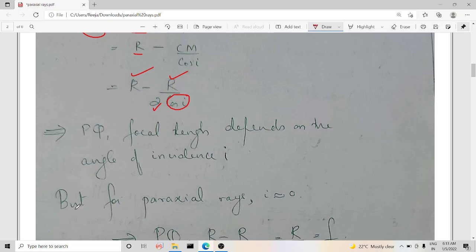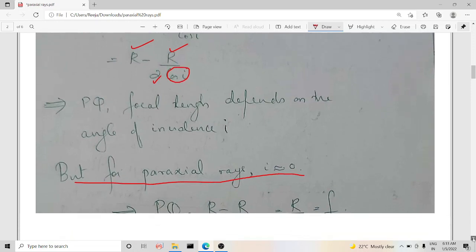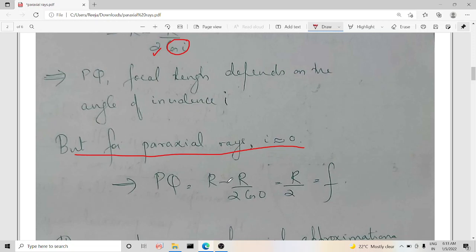But when we come towards the paraxial rays, I is nearly equal to 0. So what happens to our equation? PQ is equal to R minus R by 2 cos 0. Cos 0 is 1. So PQ equals R by 2, which is the focal length. This is what you have been learning in your smaller classes. So till now, when you were learning about the formation of images in mirrors and lenses, we have been considering only the paraxial rays. We have been considering the image formation only due to the paraxial rays.